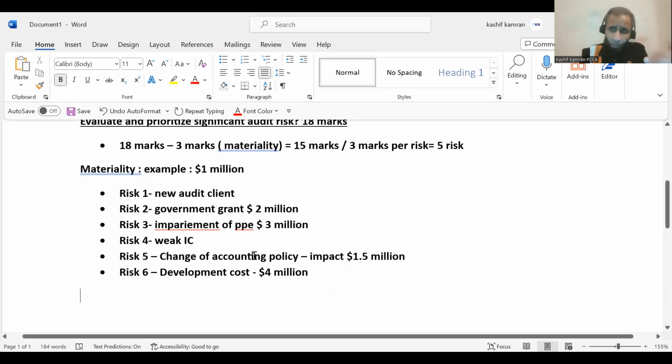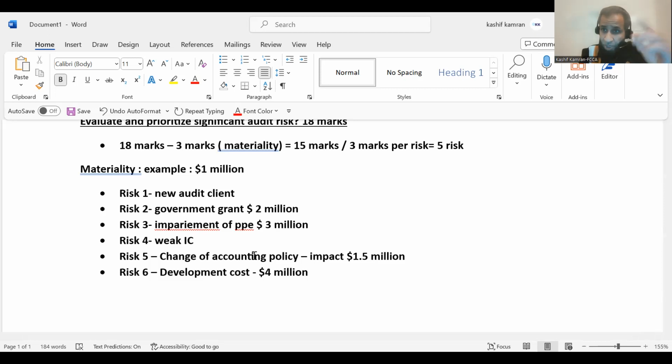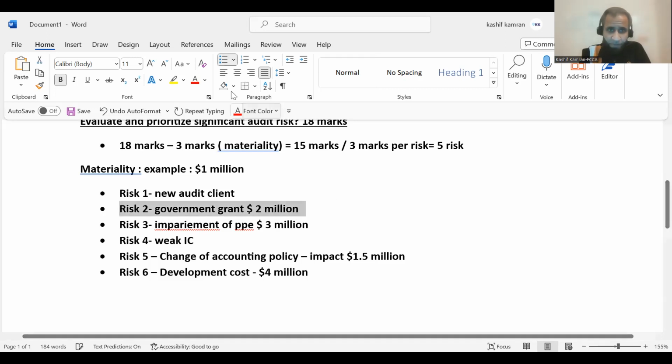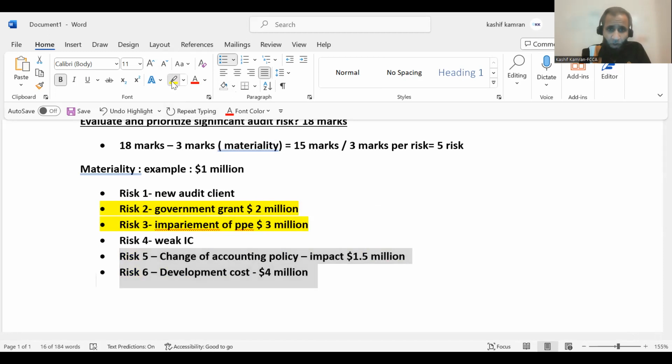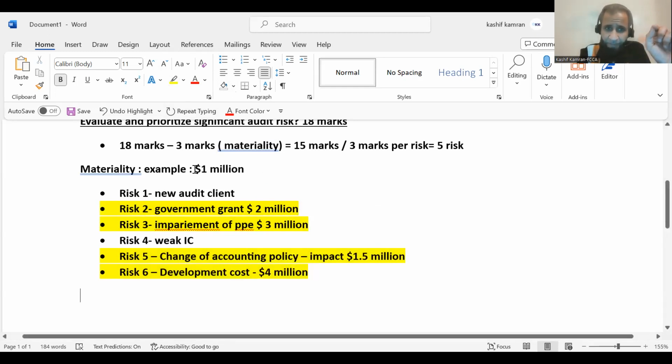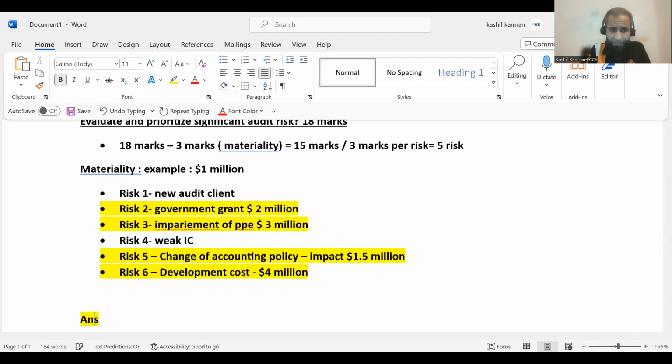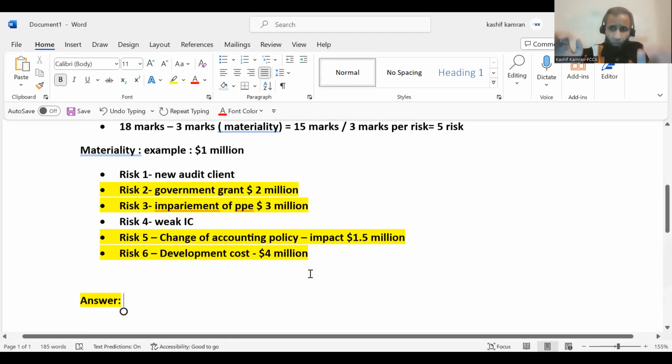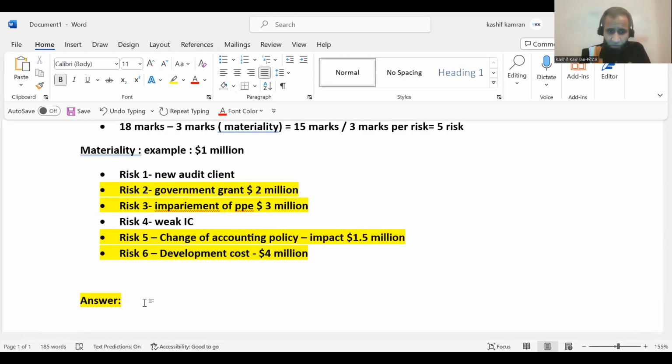Because I'm going with option 1, where I need to do them in the order of highest to lowest amount, I'll just be looking at the risks with amounts: 2 million, 3 million, 1.5, and 4 million. All of them are above materiality, which is 1 million. Now I just want to arrange them in order. So when I start writing my answer with option 1, those risks have been arranged with quantitative materiality.